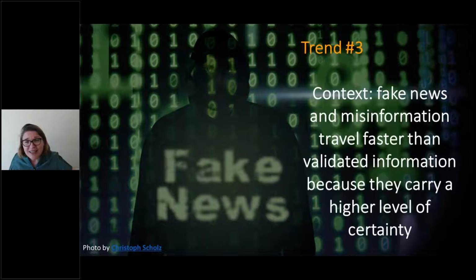The third trend is a very particular one, because you've all experienced it firsthand in the past few months, particularly with the pandemic. We're all operating in the context where fake news and misinformation are prevalent. And the issue with fake news is the way they tend to be written and expressed. They always contain a higher level of certainty than anyone from a scientific or medical background might write or express.